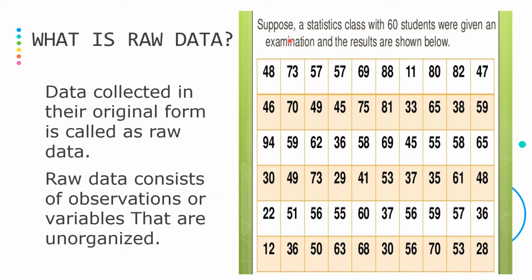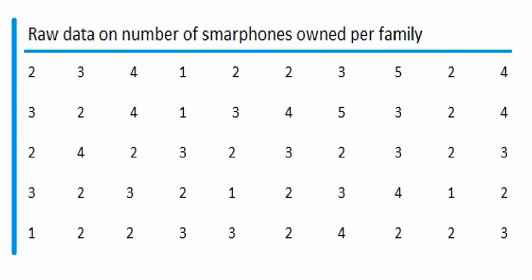Here we have an example. Suppose a statistics class with 60 students were given an examination. Perhaps the marks are out of 100 and the results are shown here below. The data that is collected, that you see here, the collection of marks, without being classified, organized, or processed, is called raw data.